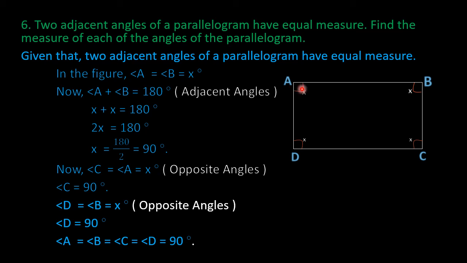Now angle A and angle C are opposite angles. Therefore angle C and angle A will be of the same measurement. Therefore we can write angle C equal to angle A equal to x degrees. Opposite angles. Therefore angle C is equal to 90 degrees. Now again see, angle B and angle D are opposite angles. They are of equal measurement because they are the opposite angles. So we can write angle D is equal to angle B equal to x degrees, opposite angles. Therefore angle D is equal to 90 degrees. So here we get angle A is equal to angle B equal to angle C equal to angle D is equal to 90 degrees. Okay children.